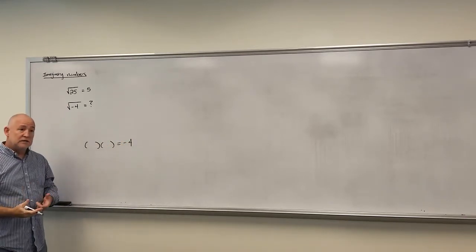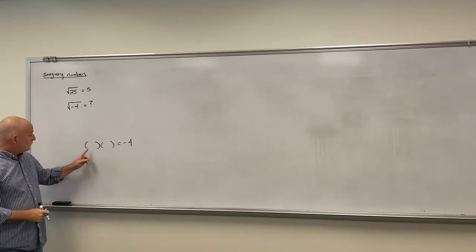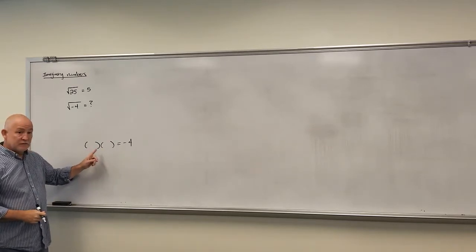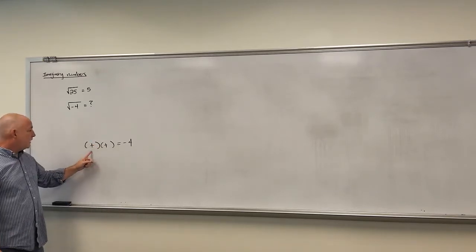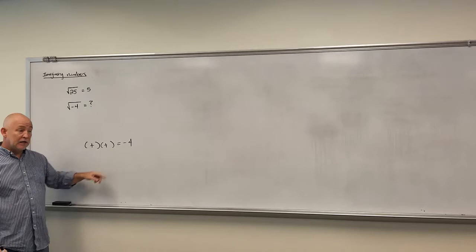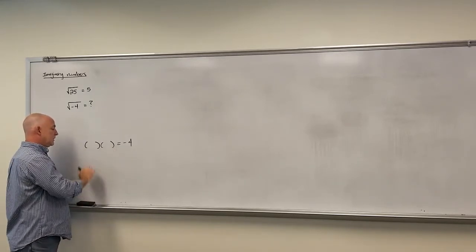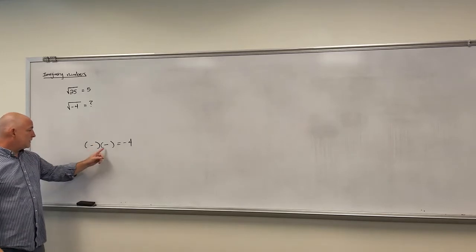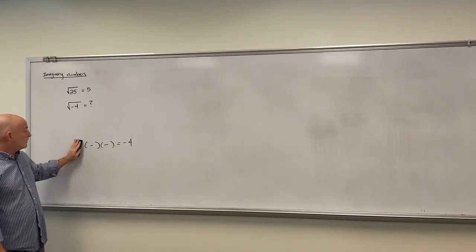Well, you can see that this can't have an answer, or at least the way we think about an answer, because whatever goes in these parentheses has to be the same thing. If the thing that I pick is a positive number, a positive times a positive is not a negative. Or if the thing that I pick as an answer is negative, a negative times a negative is a positive. So you see, nothing I can pick will work.